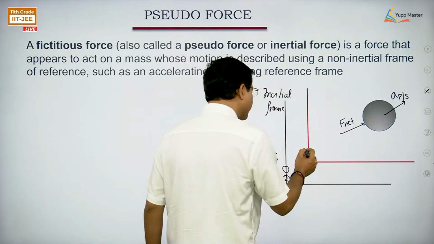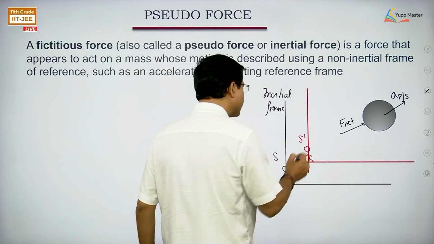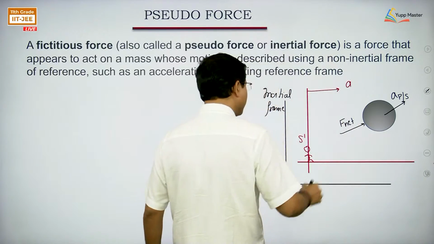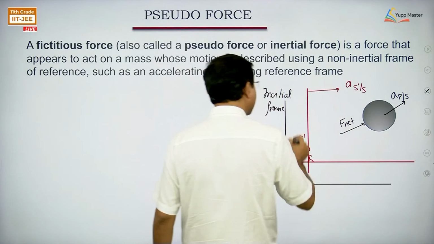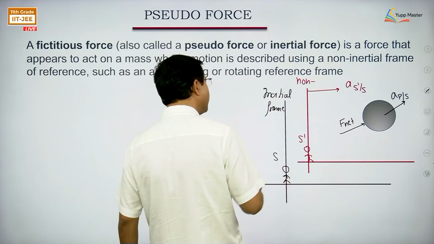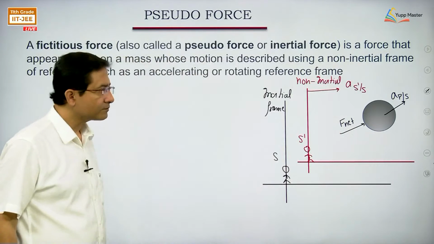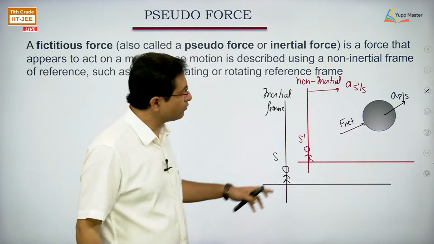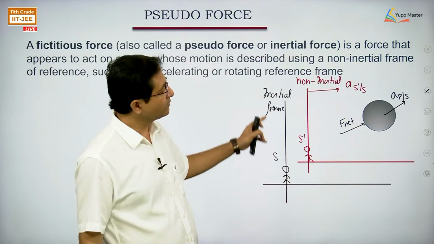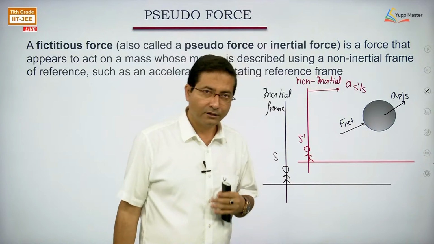If I want to observe motion from this frame which is having acceleration with respect to the inertial frame, let this frame be some S dash. As it is having acceleration, say this has got acceleration in this direction, acceleration of S dash with respect to S, and this is our non-inertial frame because it has some acceleration with respect to the inertial frame. I want to know what we are going to observe from this frame. I can directly apply Newton's second law from the inertial frame, and now I want to know what I need to do to observe the motion with respect to the non-inertial frame.